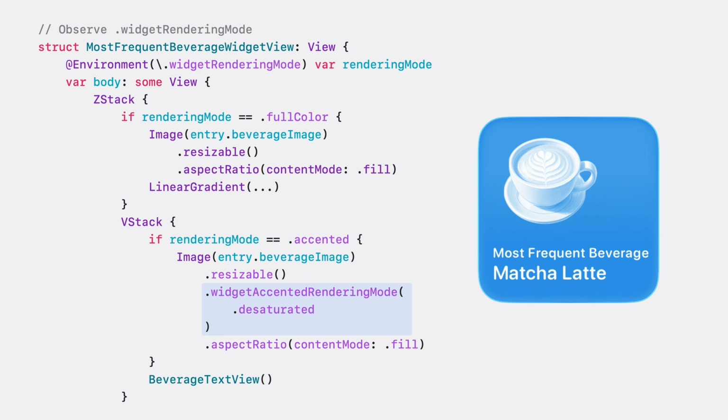Widget accented rendering mode is a SwiftUI modifier that can be applied to images in widgets. The argument I pass in gives me precise control over how my image should be shown when in accented mode. There are 5 different options widget accented rendering mode accepts. I'll show you how each of these modes affect the presentation of images comparing iOS and macOS accented mode to an accented mode on a watch face.